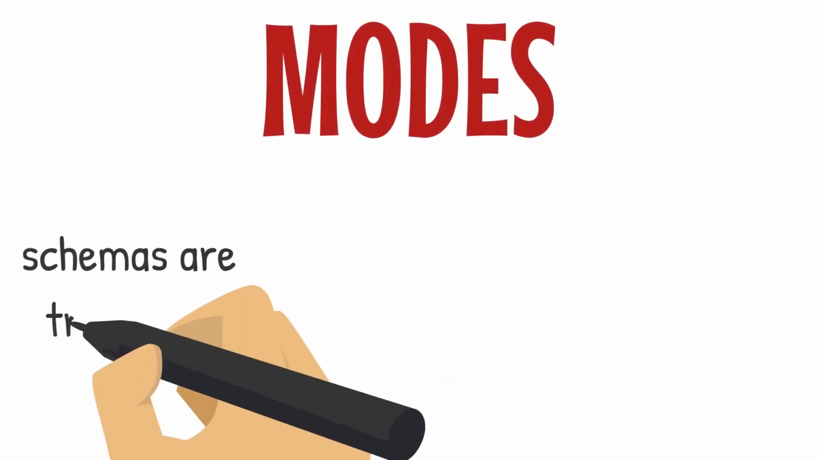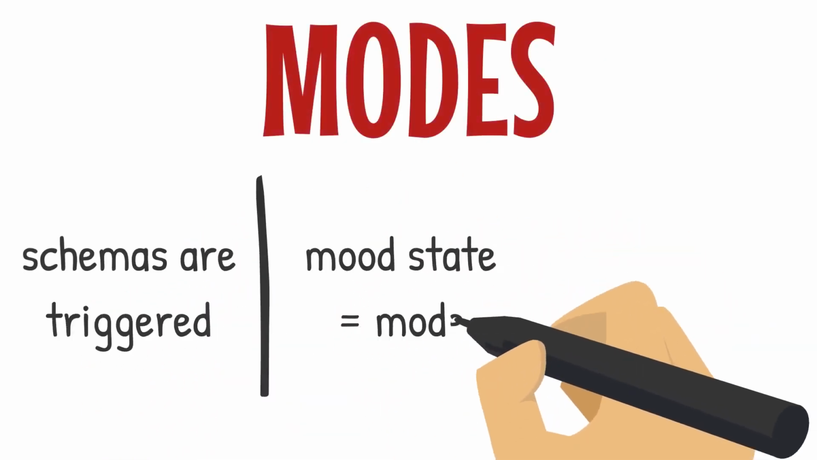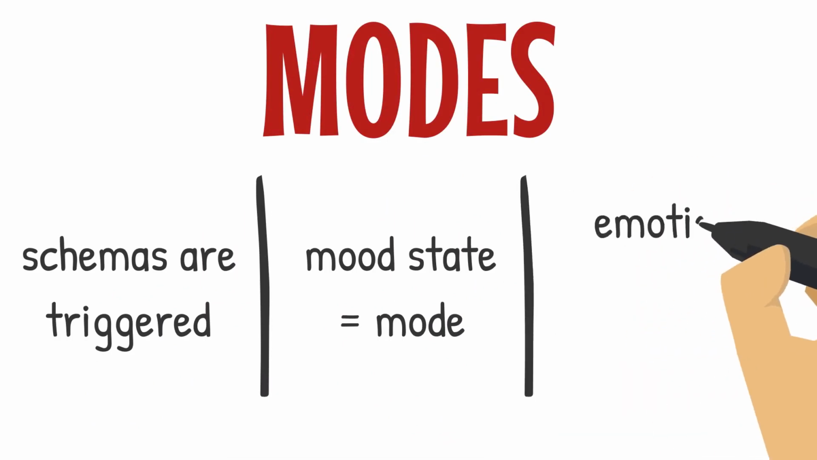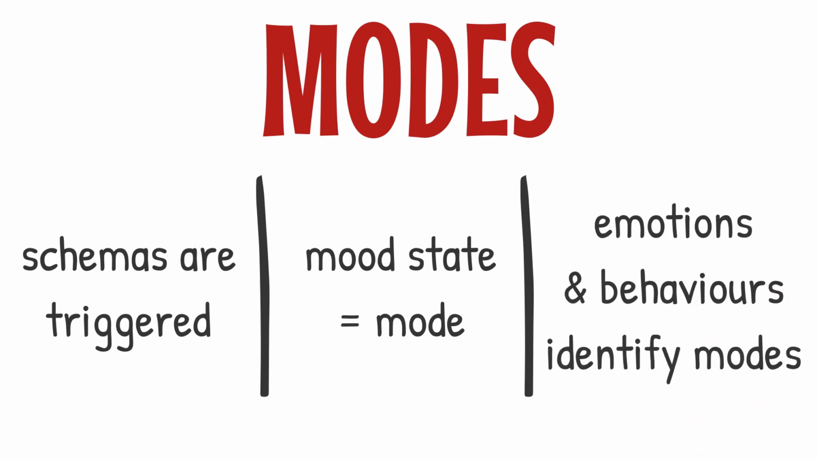When one or more schemas are triggered, we tend to end up in a particular mood state. In schema therapy, we call this a mode. Modes are characterized by intense emotions and behaviors.